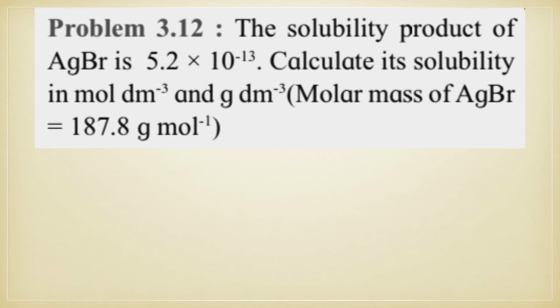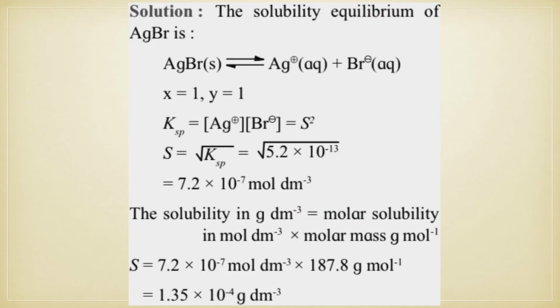Okay. So, let's see. The solubility equilibrium of AgBr is given by AgBr dissociating into Ag plus and Br minus, where x is equal to 1 and y equal to 1. So, the Ksp is nothing but equal to x raised to x, dot y raised to y, dot s raised to x plus y.